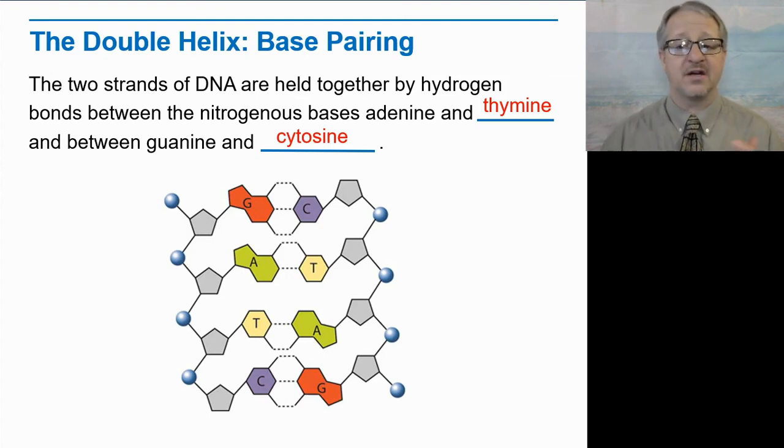Well, if A only pairs with T and C only pairs with G, then for each base of a particular kind, there would have to be one of its partner bases. Therefore, they would be in about the same percentage of volume.